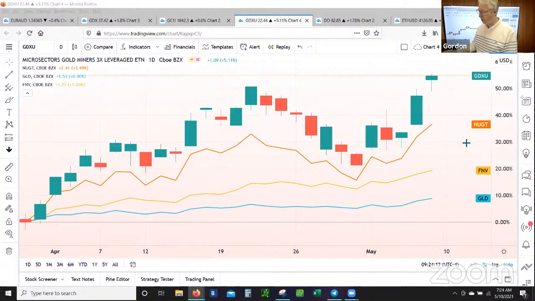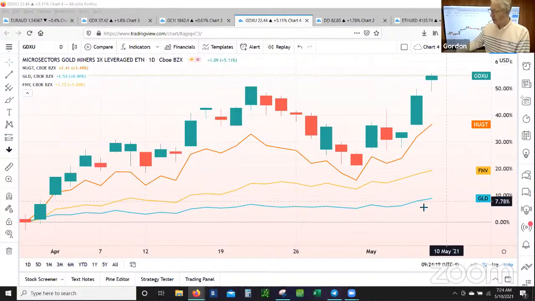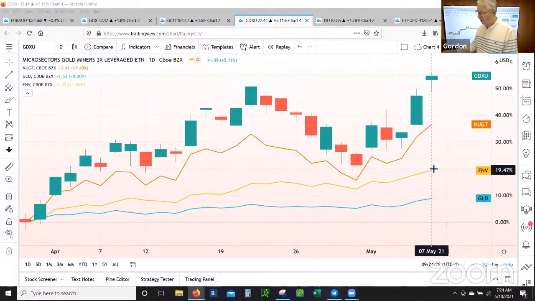These are all three gold related trades. The bottom one, the blue one, is GLD, the ETF that tracks the price of gold. FNV is Franco-Nevada, the gold mining company. Of the top three high capitalized gold mining stocks, FNV is doing the best. So if you like gold miners, there.